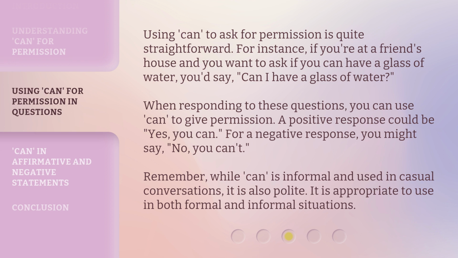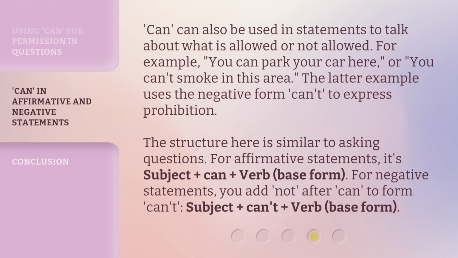Remember, while can is informal and used in casual conversations, it is also polite. It is appropriate to use in both formal and informal situations. Can also be used in statements to talk about what is allowed or not allowed. For example, "You can park your car here," or "You can't smoke in this area." The latter example uses the negative form, can't, to express prohibition.